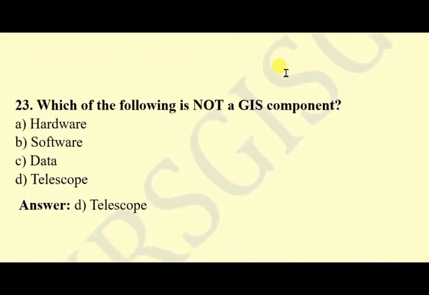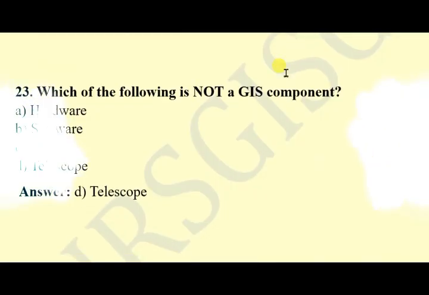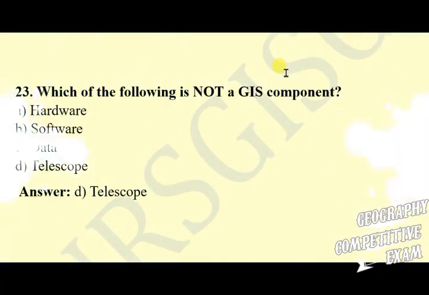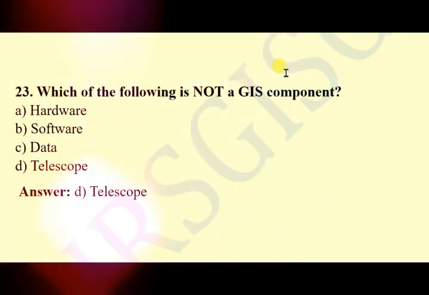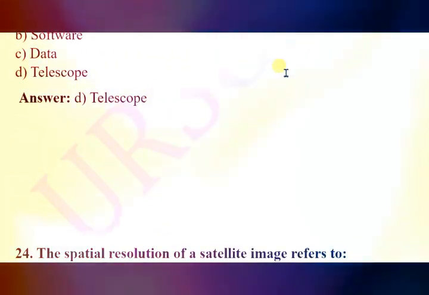Question number 23. Which of the following is not a GIS component? Hardware, software, data, telescope. Here the right answer will be telescope, because the other three options, hardware, software, data, are the components of GIS.